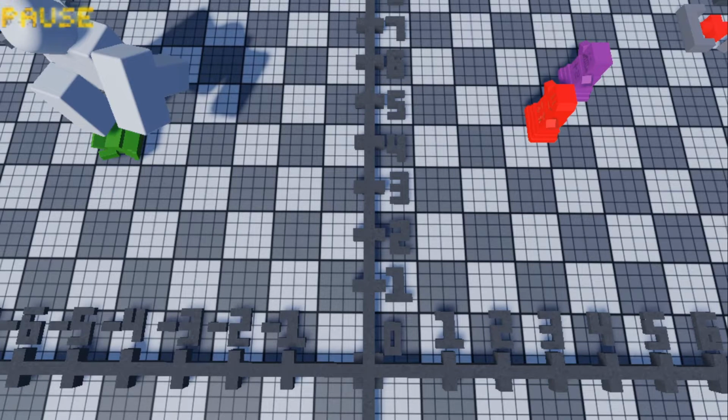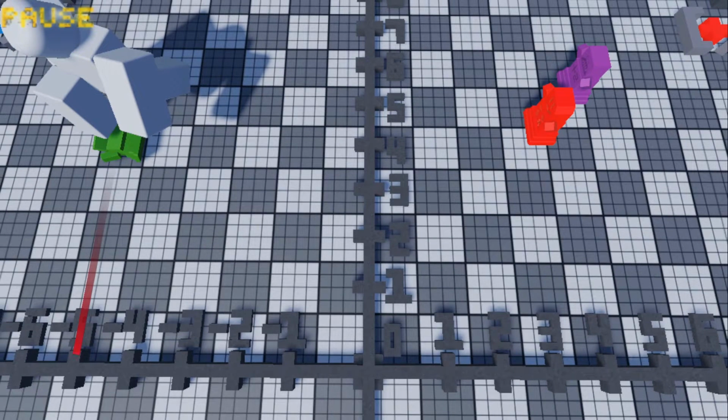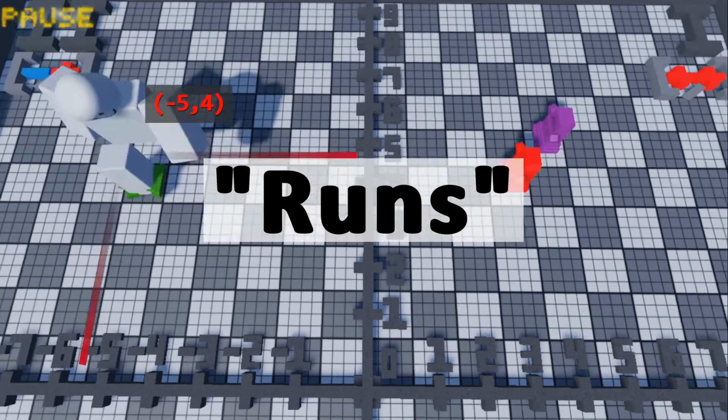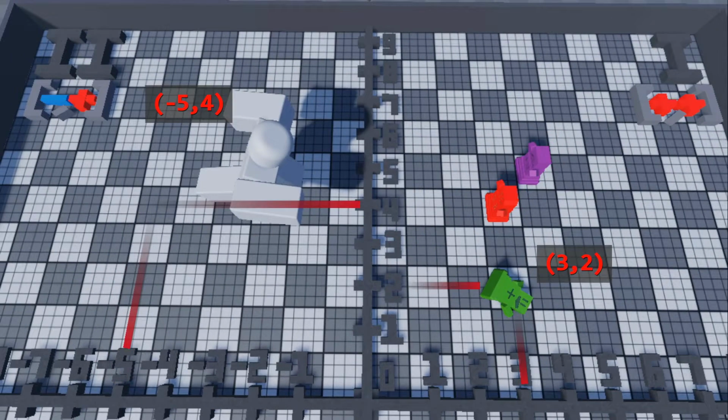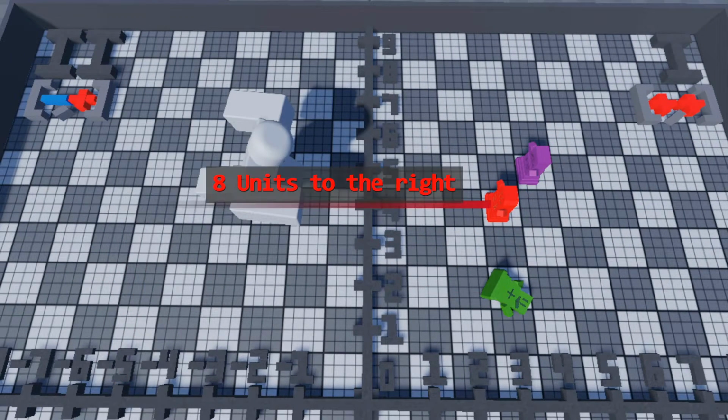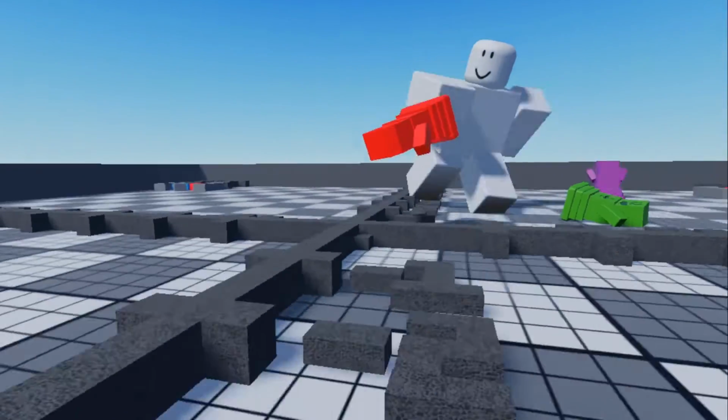Let's say our friend Health Host 1 is at -5, +4, and he runs to +3, +2. He would have translated 8 units to the right and 2 units down. Getting it a bit? Here's another example.